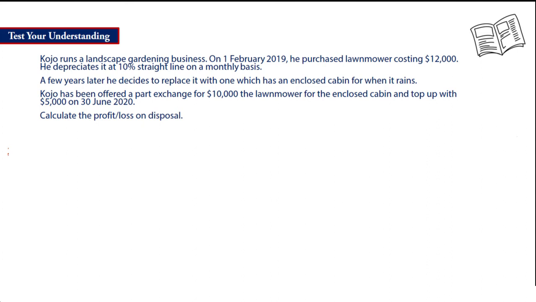It means that the first lawnmower has been valued at $10,000 and he's supposed to top up with an extra $5,000 to get the lawnmower with an enclosed cabin. Okay, so let's look at its treatment.